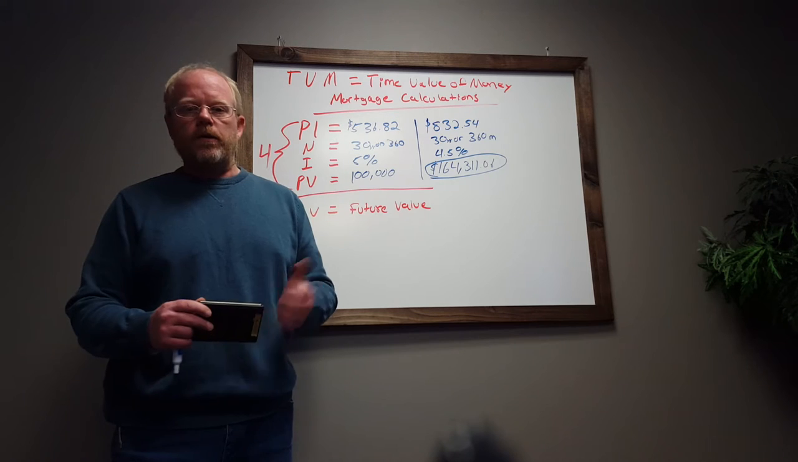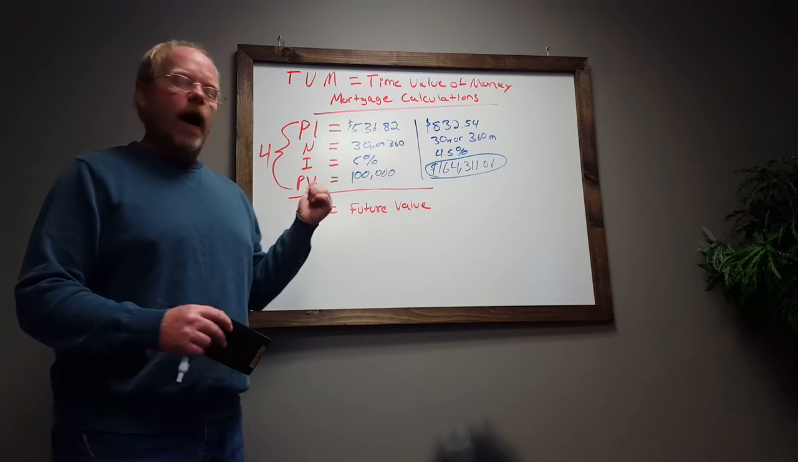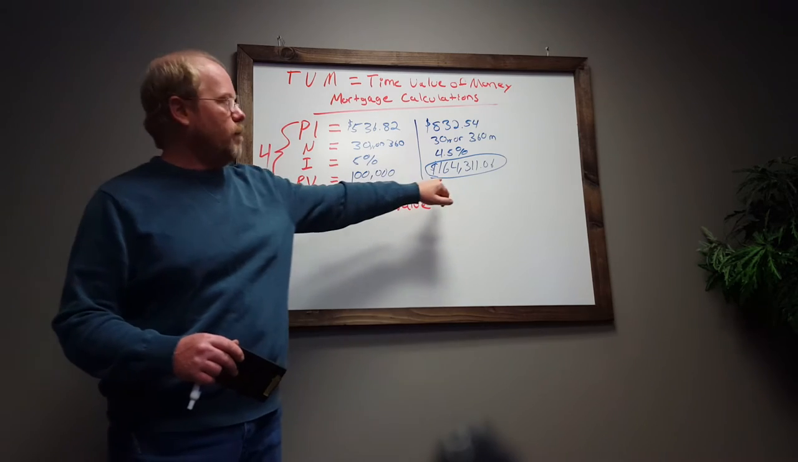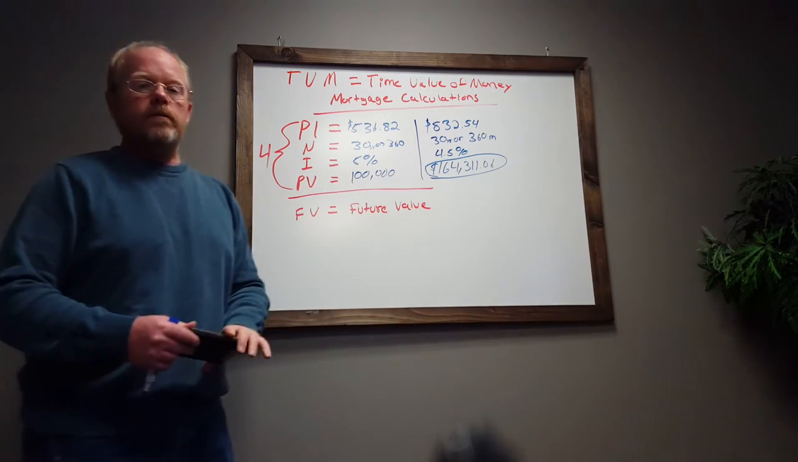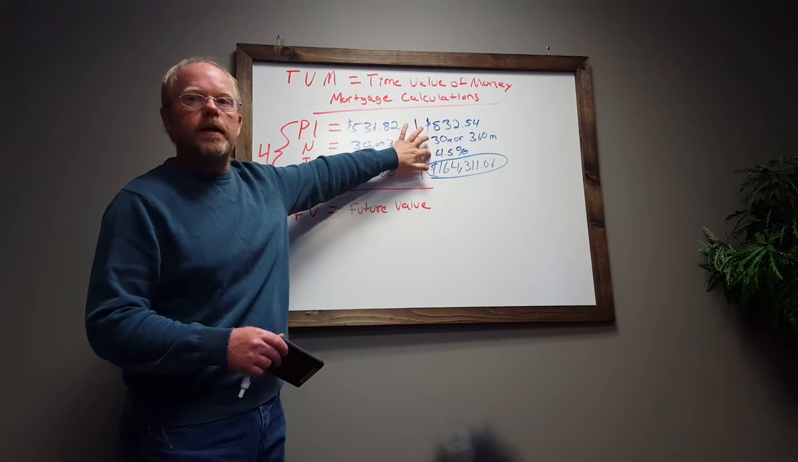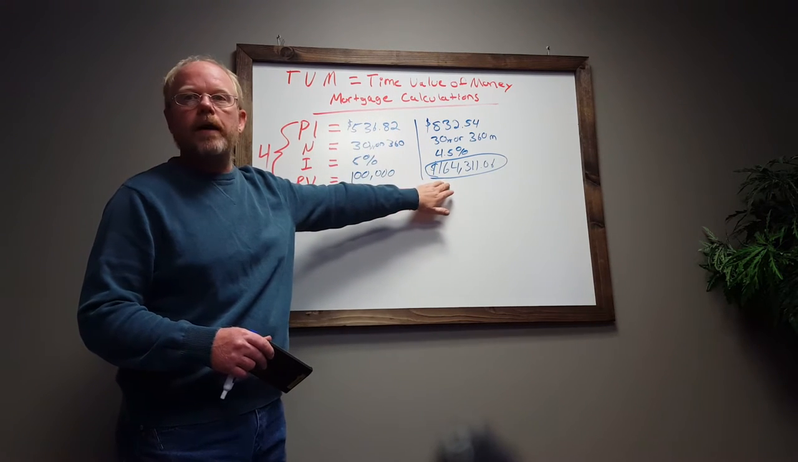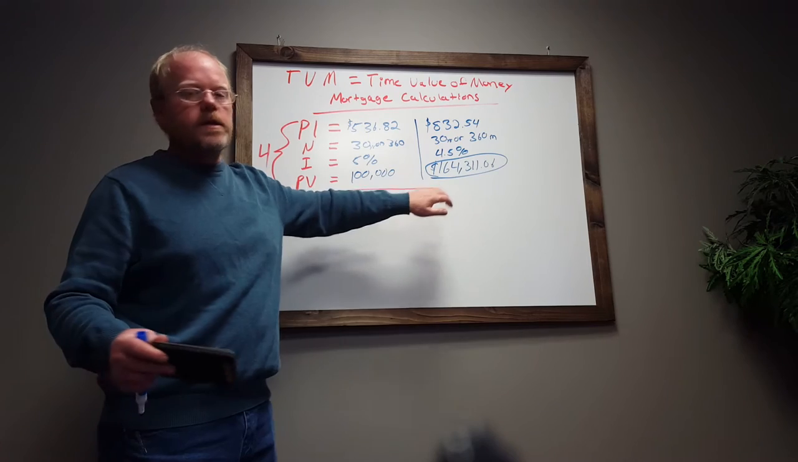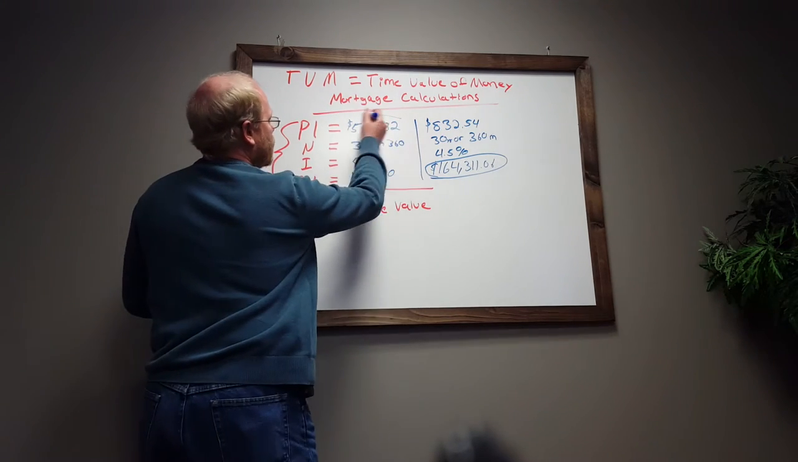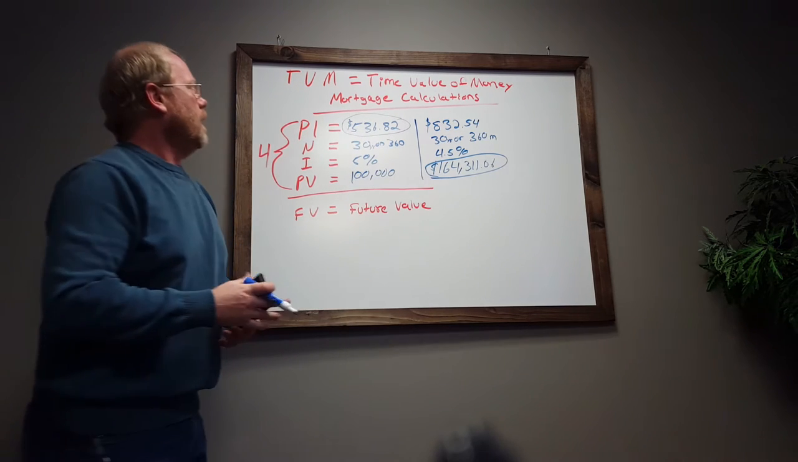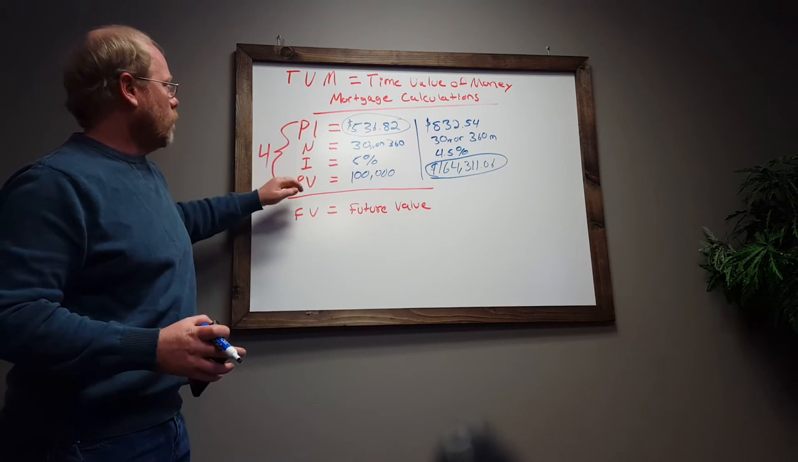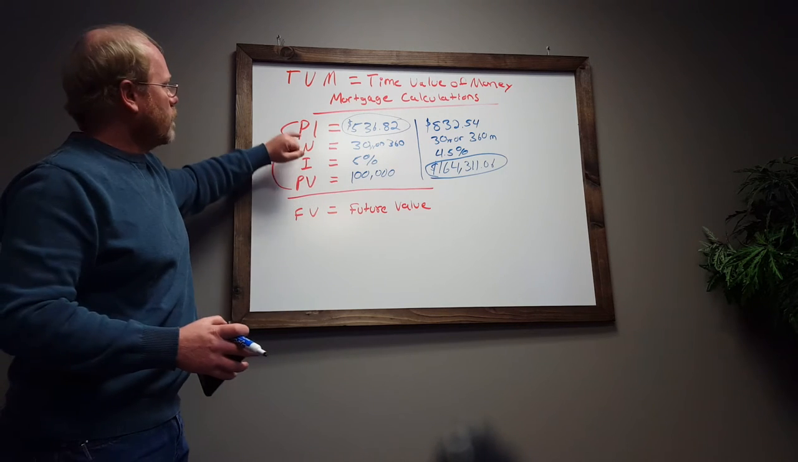In a previous video, we talked about how to determine the mortgage balance if you know the monthly payment, the number of years, and the interest rate, or how to determine the monthly payment if you know the first three. Basically, as long as you know three of these four, you can figure out the fourth one. And if you don't remember, I'll cover them again.